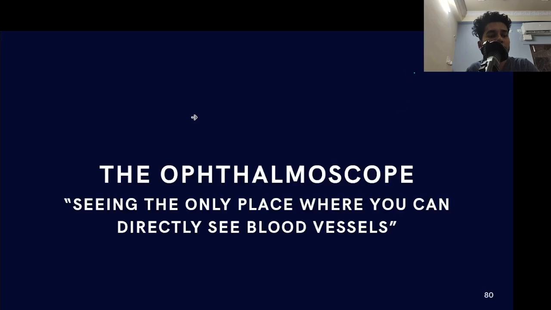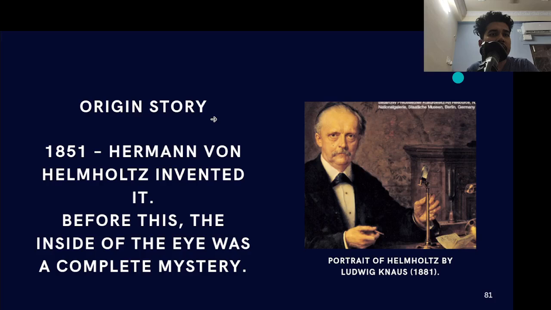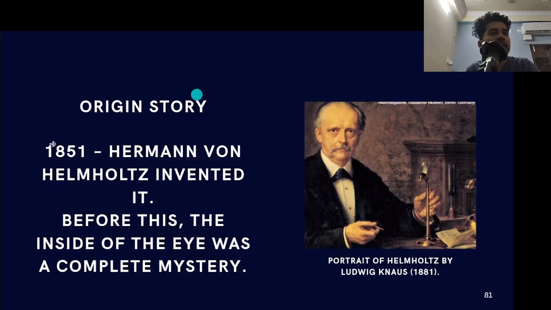The ophthalmoscope: the only place where you can directly see the blood vessels. So the origin story goes like this. In 1851, Hermann von Helmholtz invented it. Before this, the inside of the eye was a mystery. Here is a portrait of the guy.